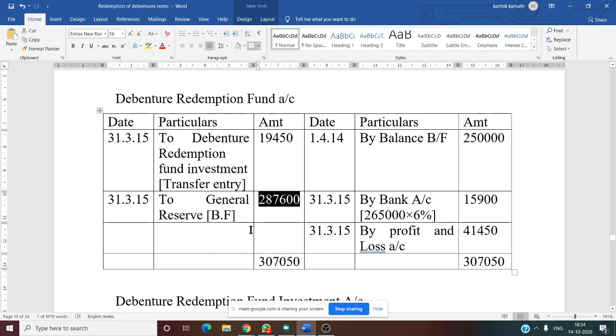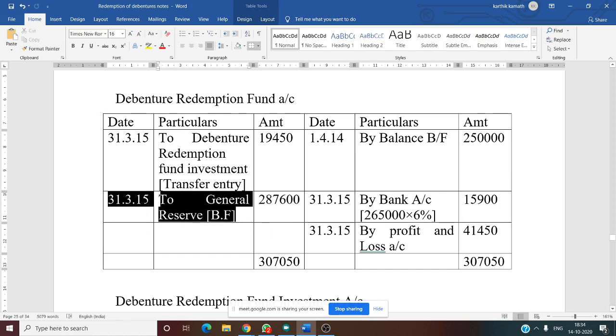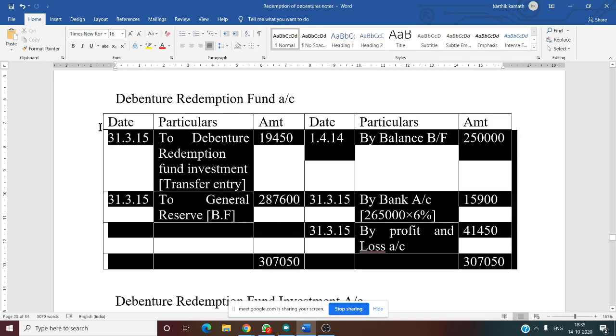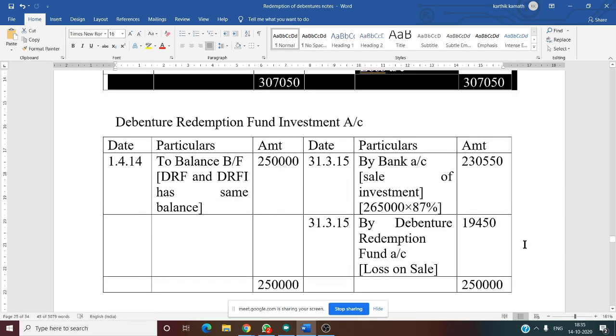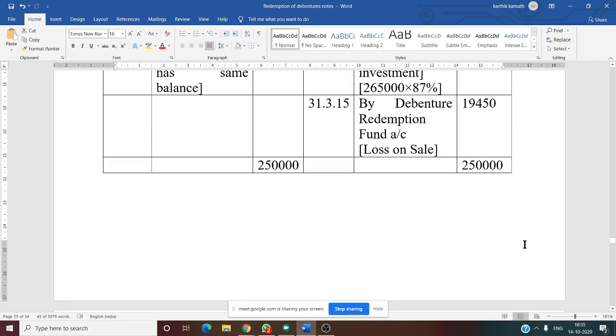So any remaining balance should be transferred to general reserve. So general reserve is your balancing figure. Debenture redemption fund account debit to general reserve 2,87,600. Now we have closed the second account also. Till now we have prepared the first 3 accounts.